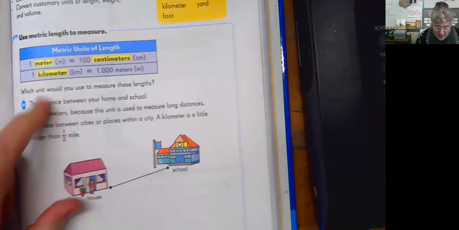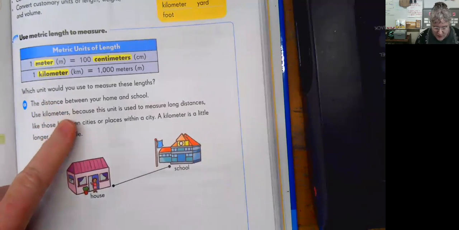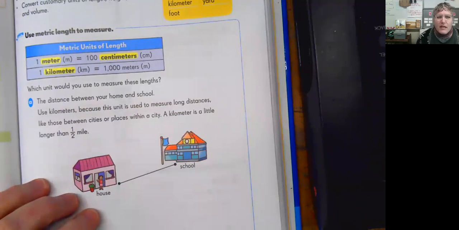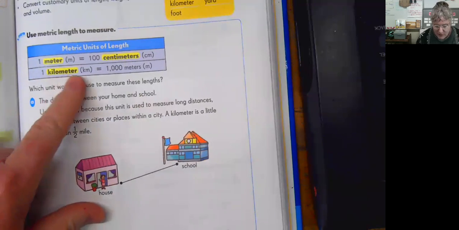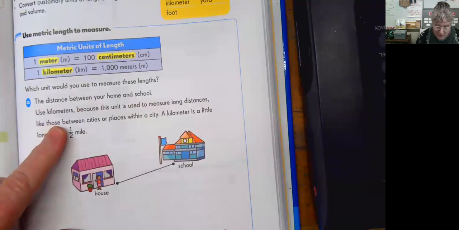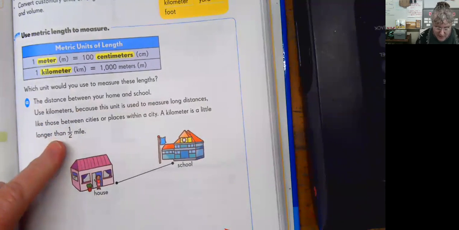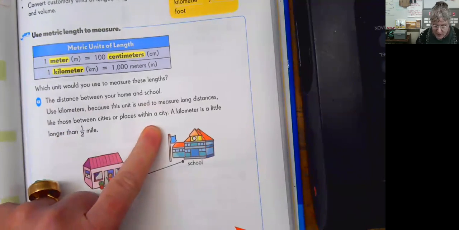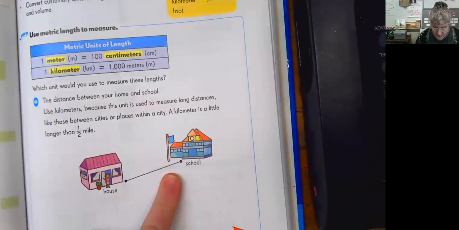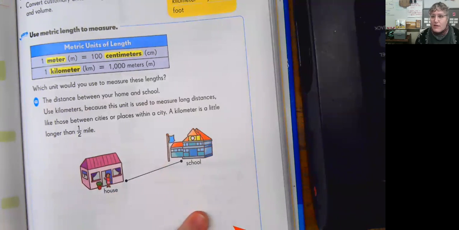So it says, which unit would you use to measure these lengths? The distance between your home and school. Well, I think you would probably use a kilometer because that's really close to being a mile. And so you would use a kilometer because this unit is used to measure long distances, like those between cities or places within a city. A kilometer is a little longer than half a mile. Okay. So we would not want to be measuring the distance to my house. We wouldn't want to be on Freedom Boulevard with a meter stick trying to measure. Instead, we would use kilometers.